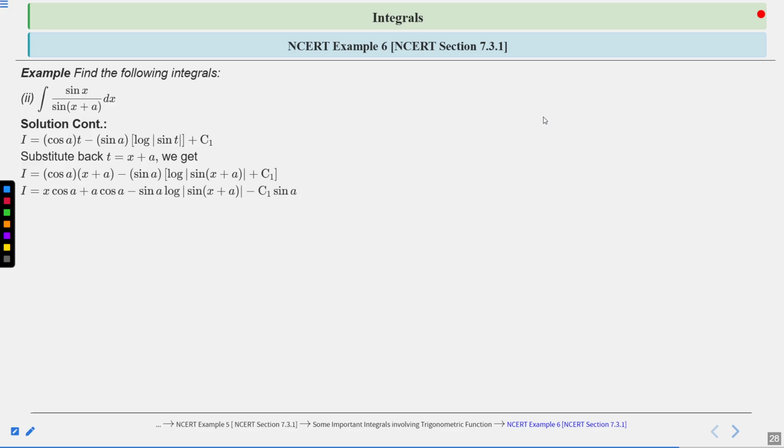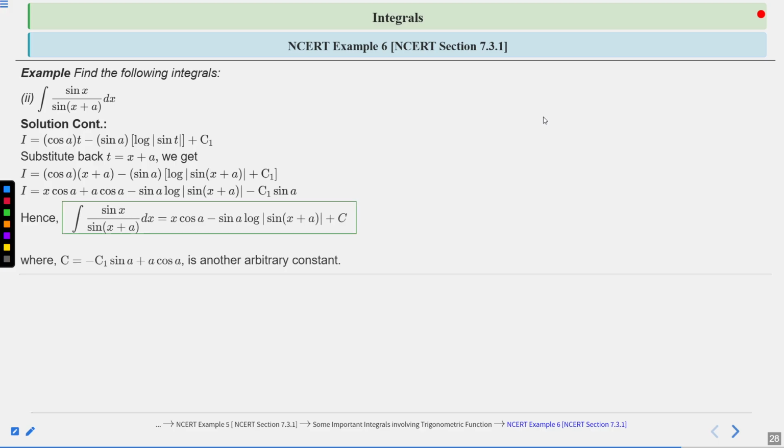Therefore, I will be equal to x cos a plus a cos a minus sin a log mod sin x plus a minus c1 sin a, right? Hence, we can say that integration of sin x dx upon sin x plus a will be equal to x cos a minus sin a log mod sin x plus a plus c, where c is basically equal to minus c1 sin a plus a cos a, another arbitrary constant.